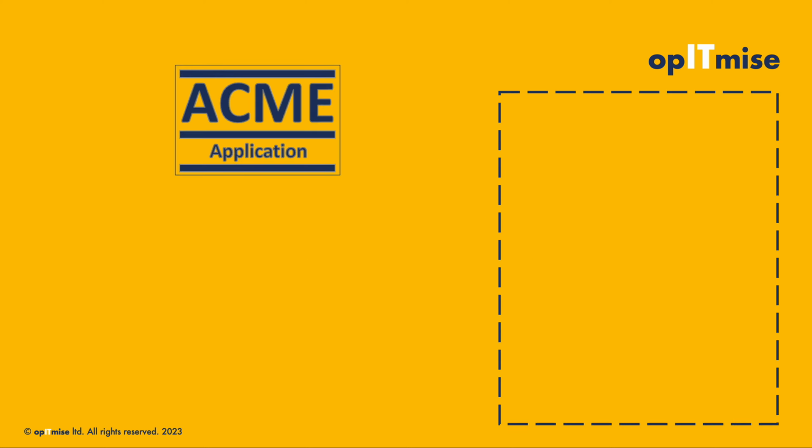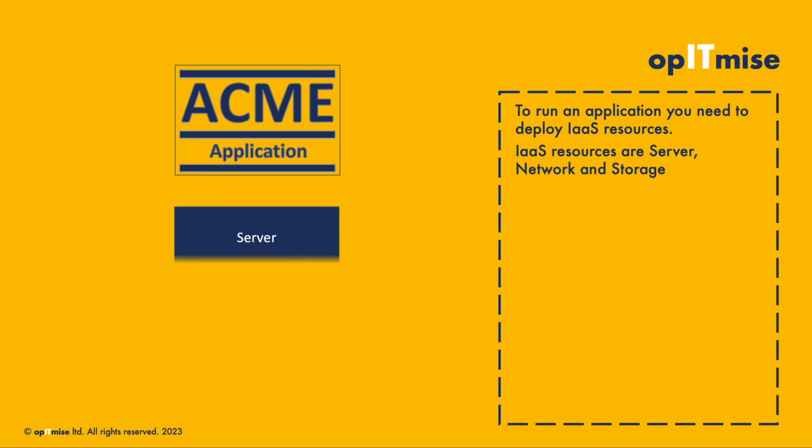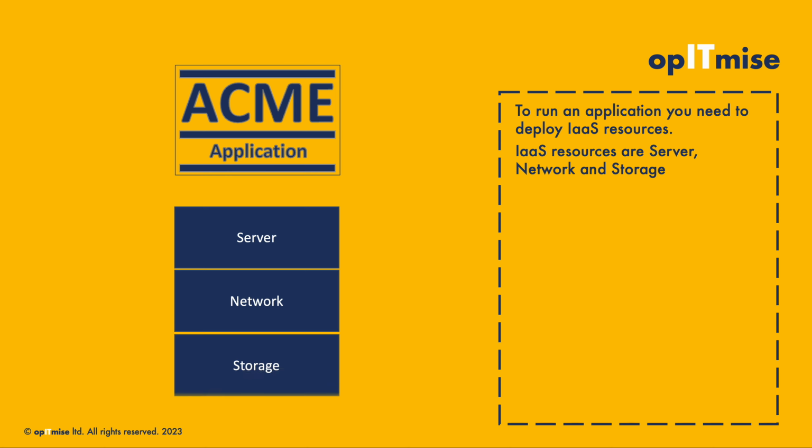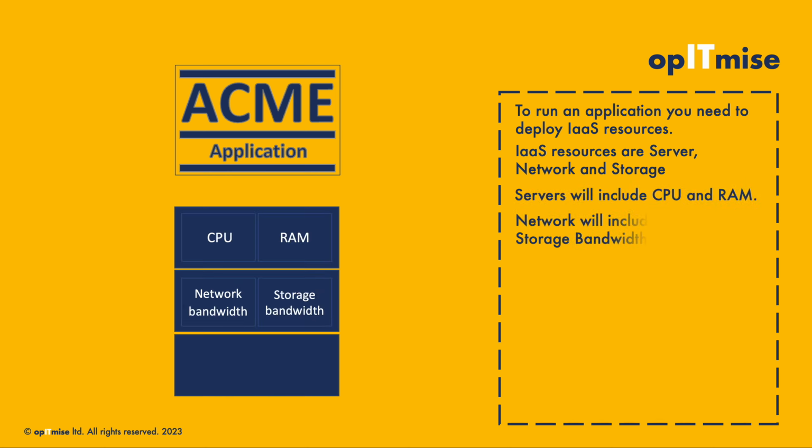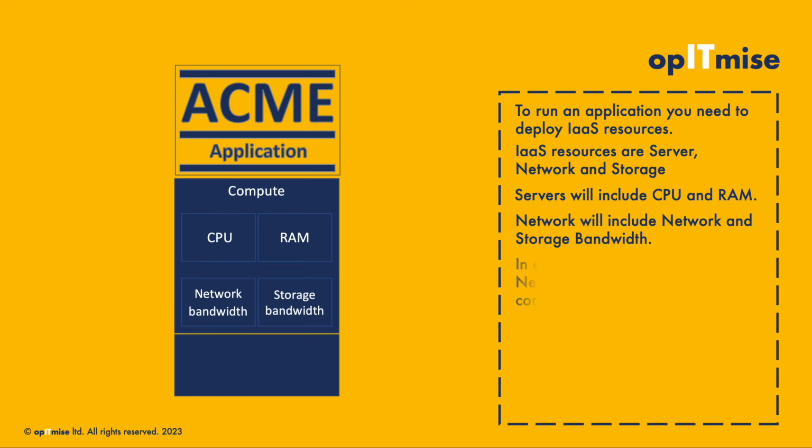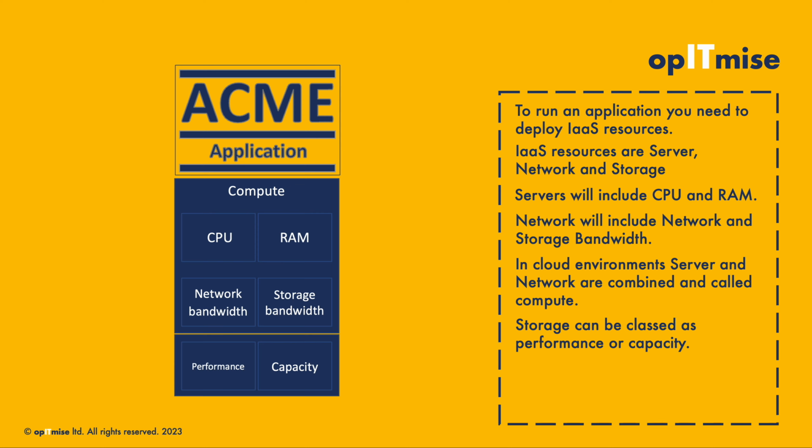Let's take Acme application as an example. To run an application, you need to deploy IaaS resources in the cloud. IaaS resources are server, network, and storage. Servers will include CPU and RAM. Network will include network and storage bandwidth. In cloud environments, server and network are combined and called compute. They will then plug into storage, which could either be performant or capacity based.